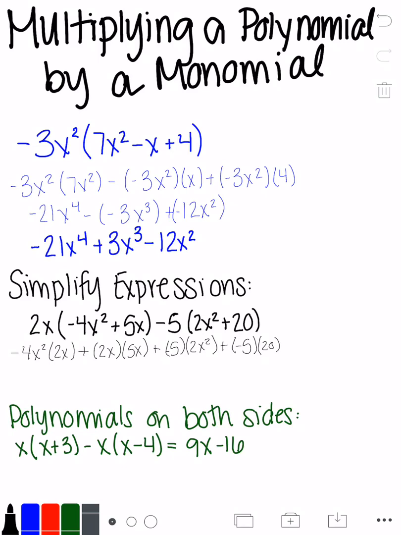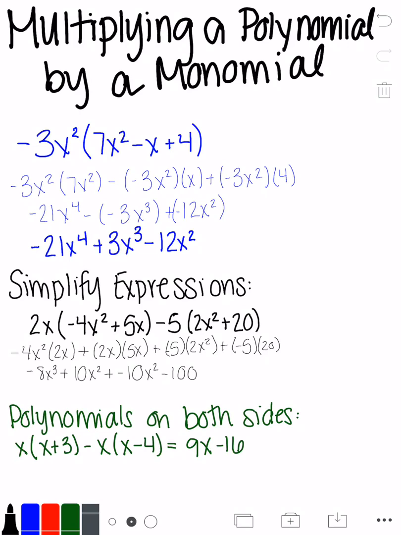So negative 4x squared times 2x is going to give us negative 8x to the third plus 2x and 5x is going to give us 10x squared, because we added x plus x, so 1 plus 1 in our exponents. Negative 5 times 2x squared is going to give us negative 10x squared, because we don't have an x here, so we're just going to keep the x squared. And then negative 5 times negative 20 is minus 100.